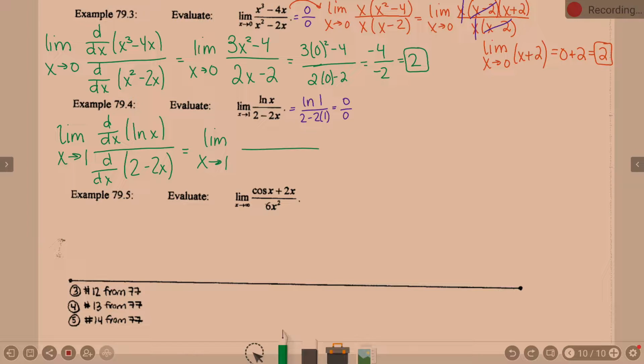What's the derivative of natural log of x? 1 over x. What's the derivative of 2 minus 2x? Negative 2. Can we plug in? 1 over negative 2, which is negative 1/2.